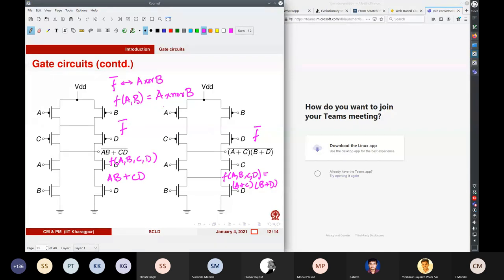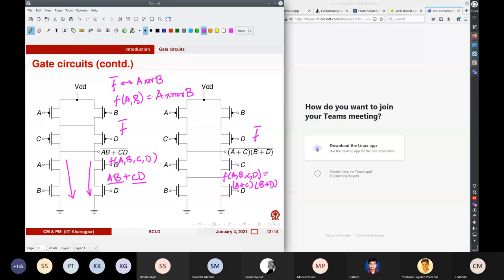So the circuit structure, as you can see, this one goes low, that's why it is the complement. When A and B are high, you have a conducting path to the ground. When C and D are high, you have another conducting path to the ground. Otherwise, if that is not the case, then you don't have a conducting path to the ground. So that is why it is the complement of that, right?